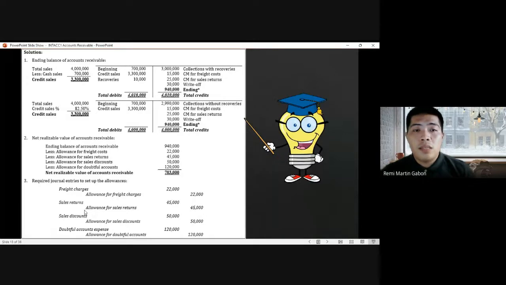The same goes with the sales return of 45,000. We set up an allowance for purposes of NRV, but yung credit memos, essential siya dito sa T account. Then the sales discount allowance of 50,000, deduct. Then also the most common, we have the doubtful accounts, yung 120,000. So all in, as a net amount, we arrive with 703,000 net realizable value. So this represents already the amortized cost for accounts receivable. Okay? Nagets? Any reason?